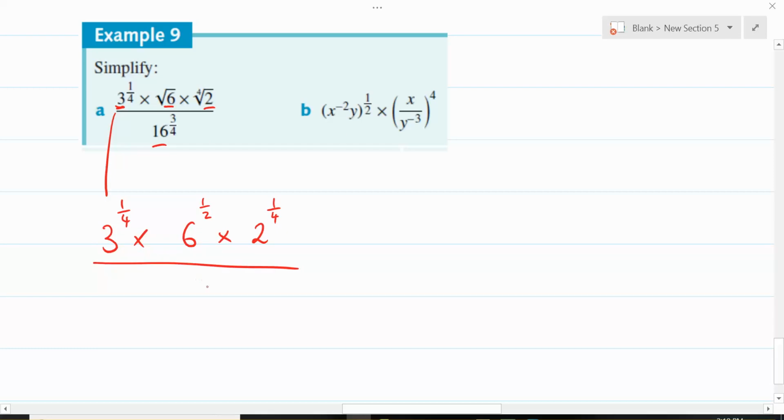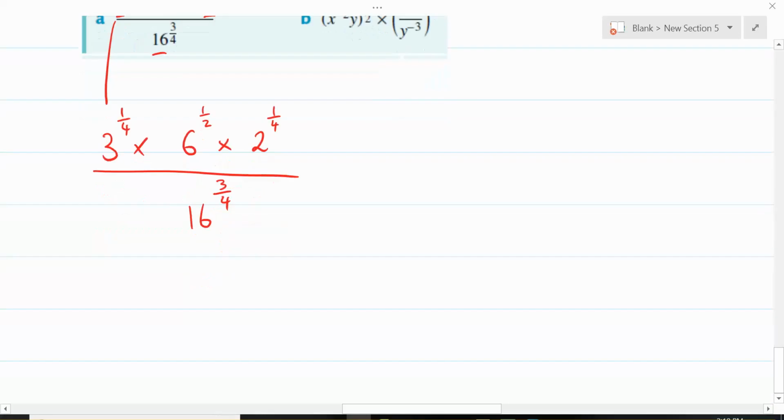Over 16 to the power of 3/4. Now, what we can see is I've changed them all into powers, but the bases are still different. This is how you break this apart now.